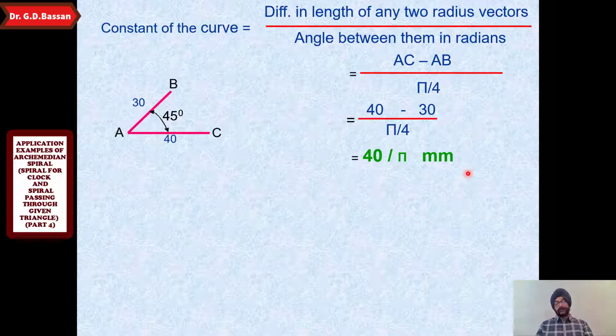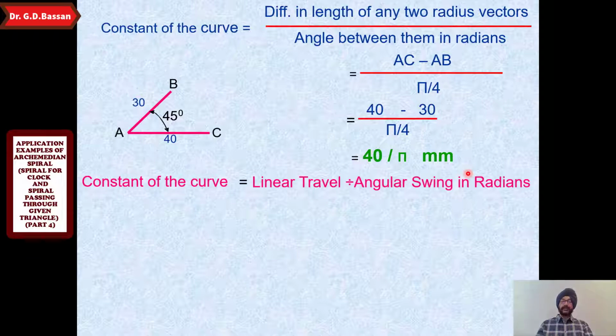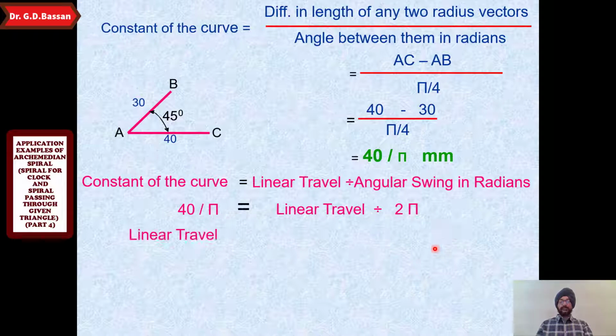If you remember, in our previous videos we also discussed another definition of the constant of the curve: it is the linear travel divided by the angular swing in radians. We have found the constant of the curve as 40 by pi. So 40 by pi is equal to linear travel divided by total angular swing in radians. For one convolution the total angular swing is 2 pi. So from this equation we find the linear travel is equal to 80 mm.